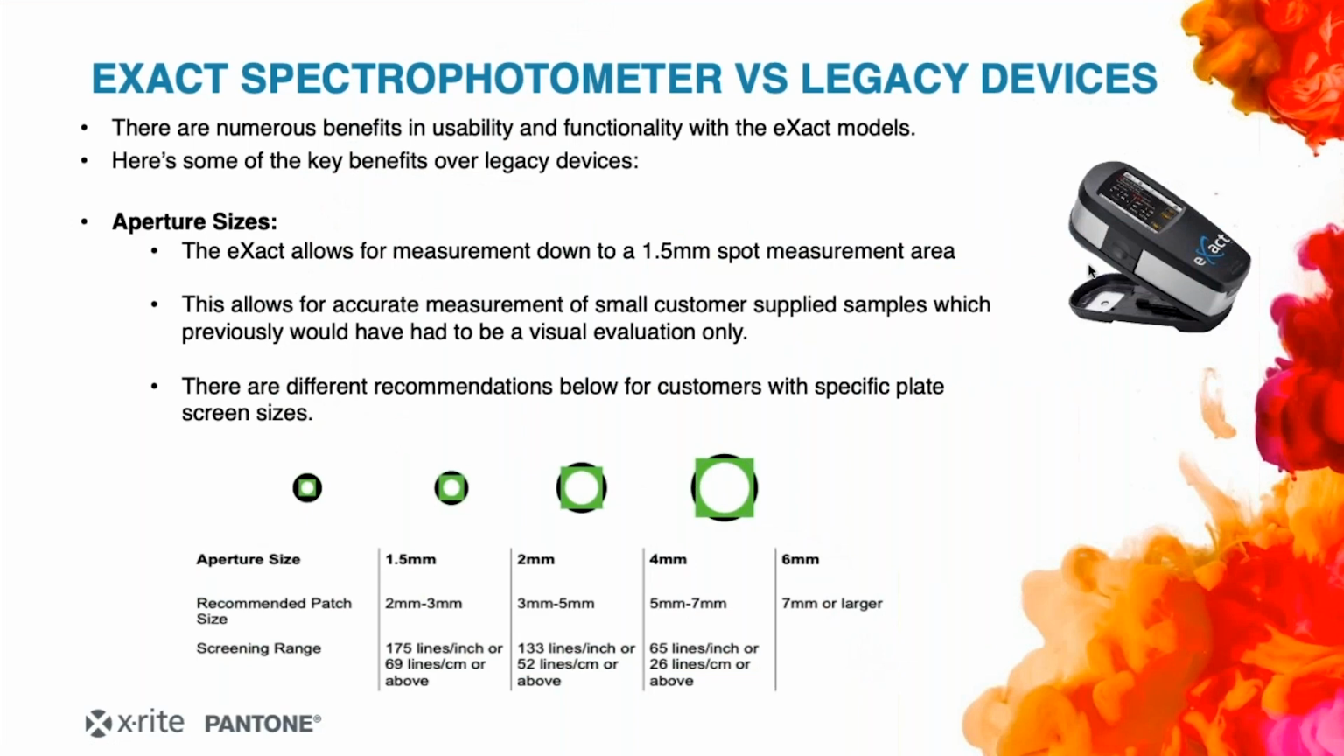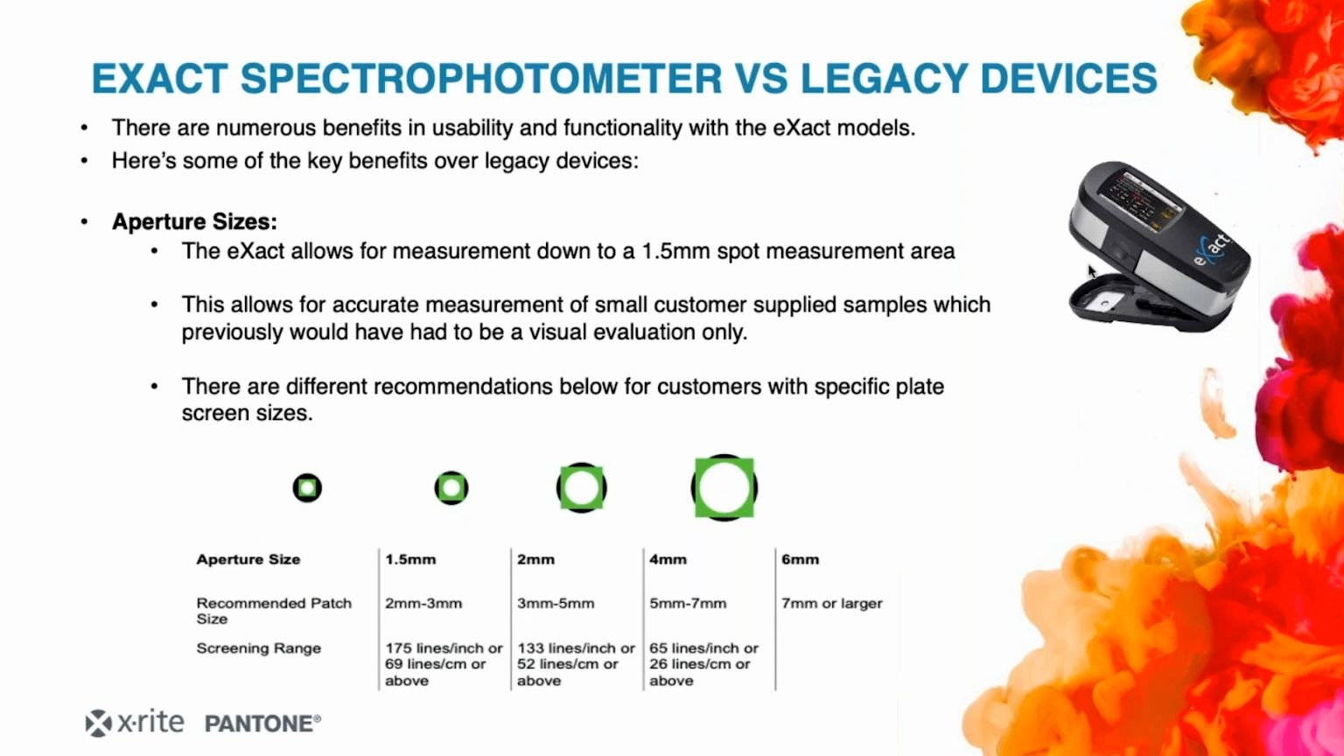So for those of you not familiar with the eXact device, it's one of the most popular devices that X-Rite sell. It's widely placed in the graphic arts market. The device itself comes in a range of different aperture or measurement sizes, right down to a 1.5 millimeter spot measurement area. We find this is a very popular device. This is widely used in pre-press or customer scenarios, which allows a measurement of a very small color sample or color chip which may be supplied to a converter or a pre-press company for color evaluation.